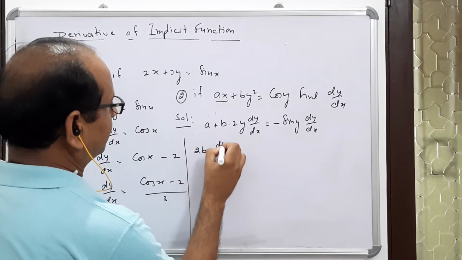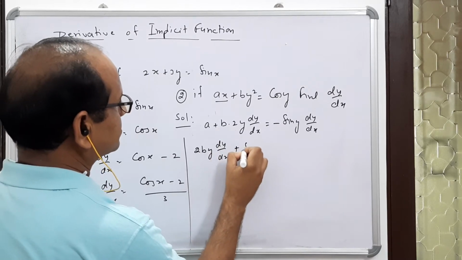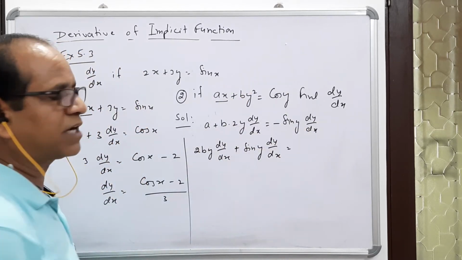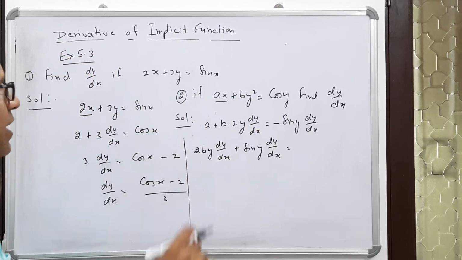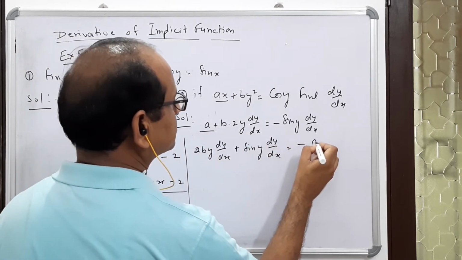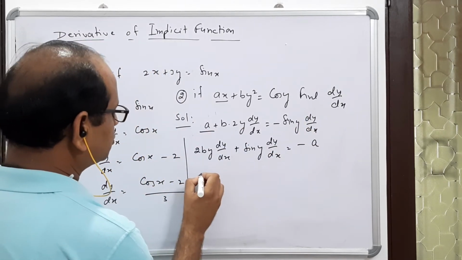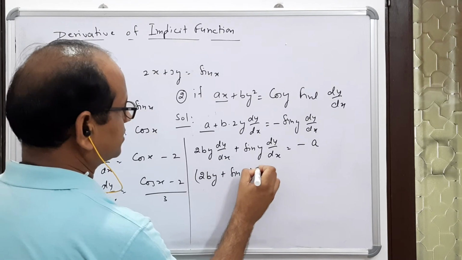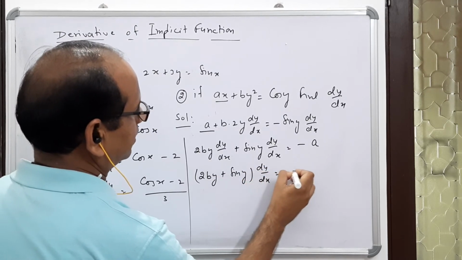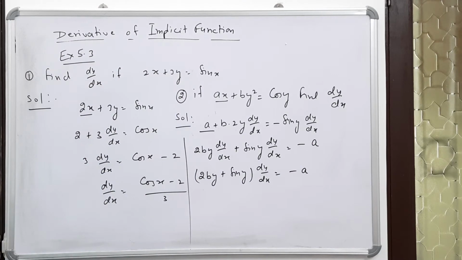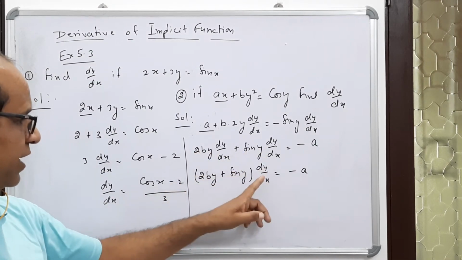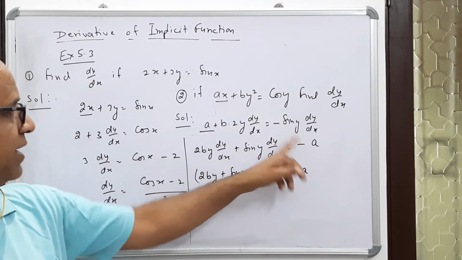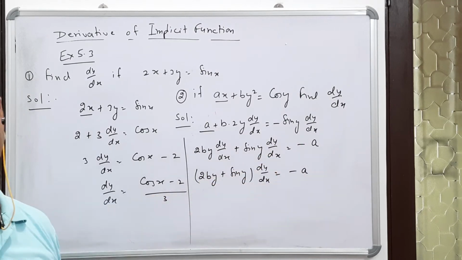Now all the terms which are having dy by dx we write this side. So 2by dy by dx plus sin y dy by dx, and all the terms which are not having dy by dx we write at the right hand side. So only the term is minus 2ax. Now from these two we take dy by dx common. So it is dy by dx times 2by plus sin y, and equals to minus 2ax.